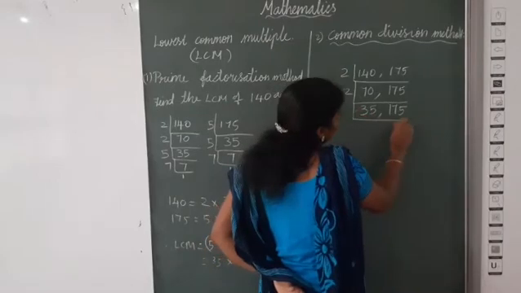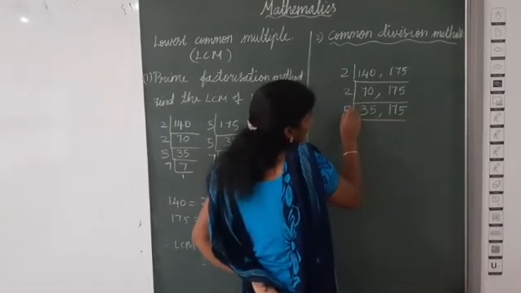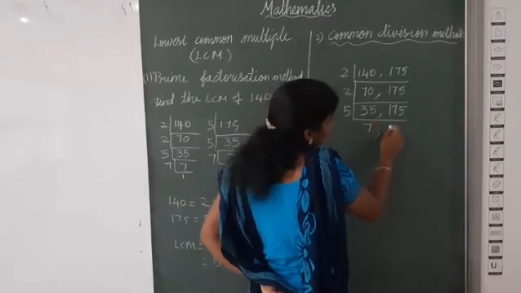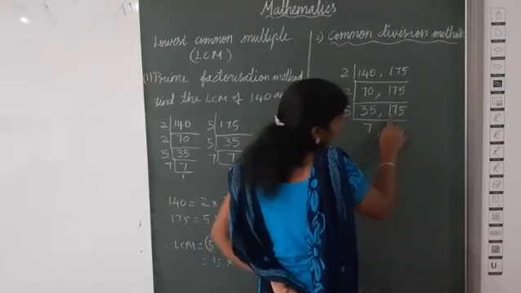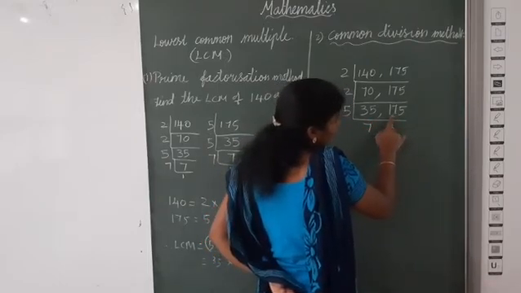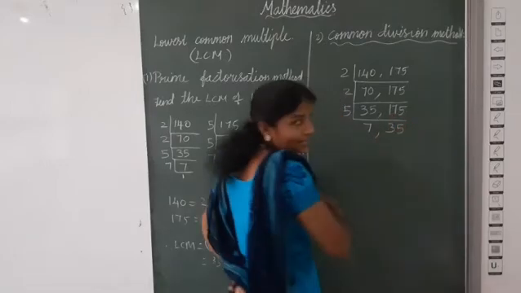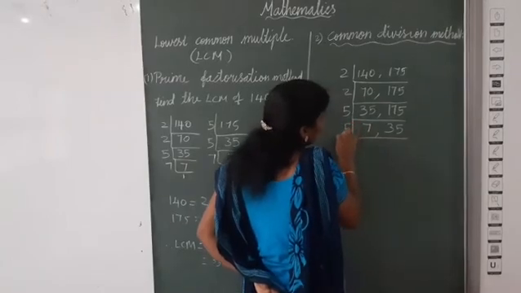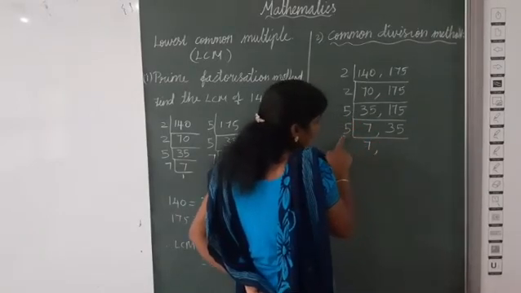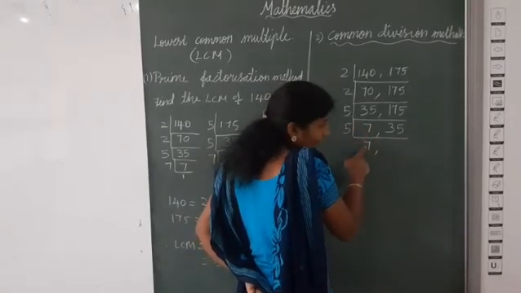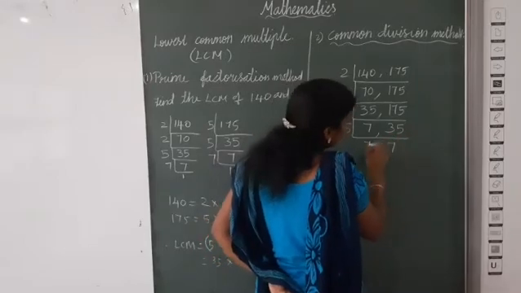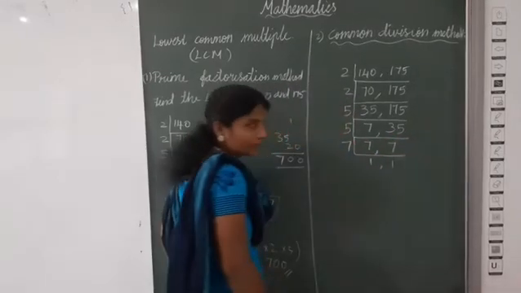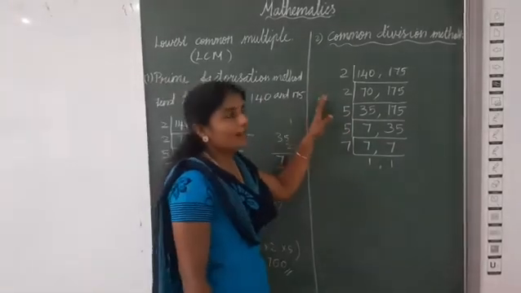Now listen here, we use 5 table. These two numbers are divisible by 5. Now 7 5s are 35; 3 5s are 15, 2 balance, 25, 5 5s are 25. Then again 5 table: 7 is not in the 5 table, so we write that same number. Then here 7 5s are 35. Then 7 table, 1 1. This is the common division method.